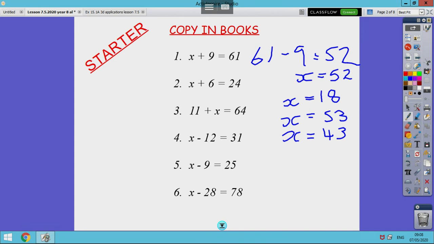A number take away 9 gives us 25. X has to be 34. And then last one, a number take away 28. This is a hard one. Number take away 28 gives us 78. X has to be 106. Okay, so there are your answers. Mark them please if you can, and we'll move on.